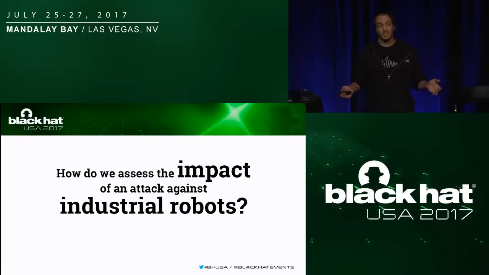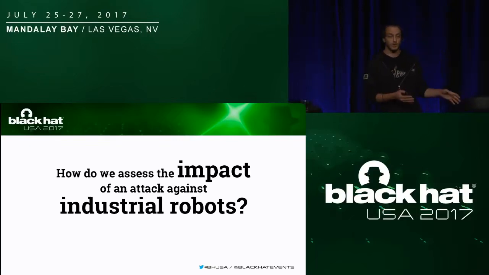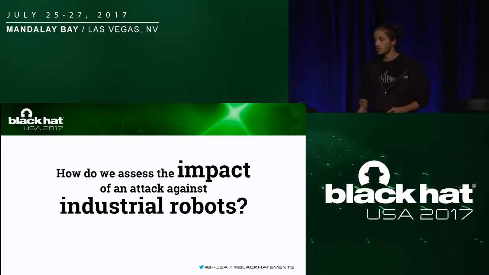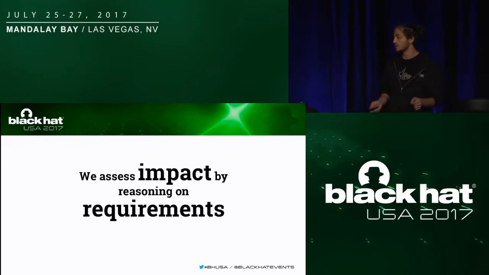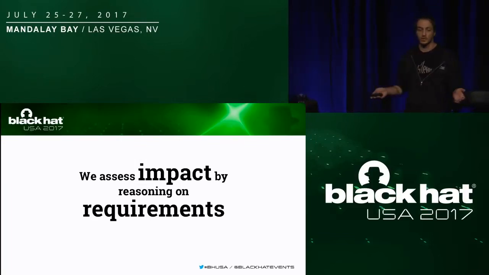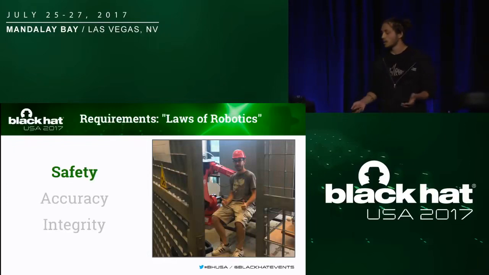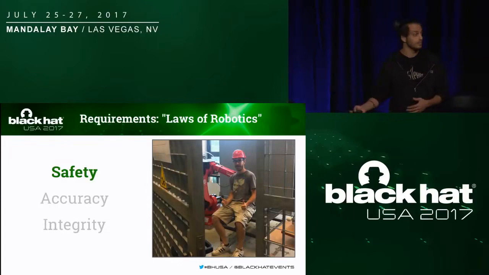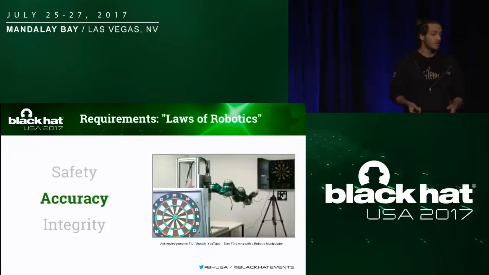So, how can we assess the impact of an attack against industrial robots? Well, we can start reasoning about the answers that the users of our survey gave us, but we should also think of the requirements that an industrial robot should have. So what are these requirements? You can think of them as something close to the laws of robotics of Asimov. In fact, the first one is safety. The robot should never harm the user. The second one is accuracy.